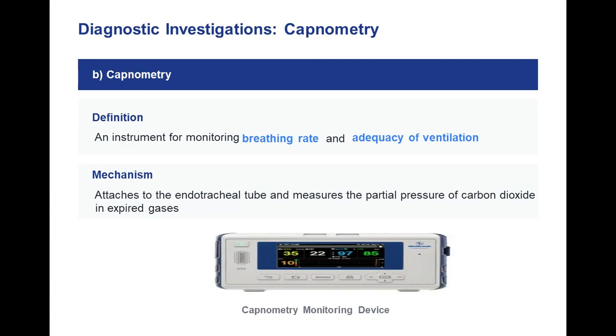Its mechanism involves a sensor that is attached to the endotracheal tube in intubated patients, or via nasal cannula for non-intubated patients, and measures the partial pressure of carbon dioxide in the expired gases. A rising EtCO2 signals that the patient is retaining CO2, a state of hypoventilation that often precedes a drop in oxygen. This makes it an excellent early warning tool for impending respiratory failure.